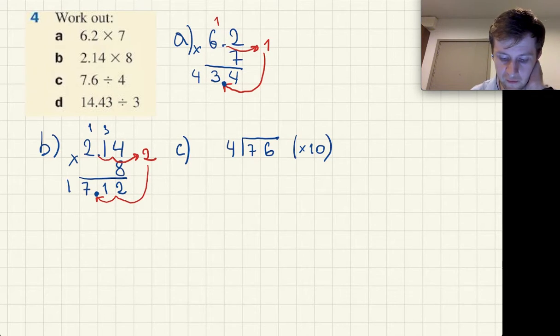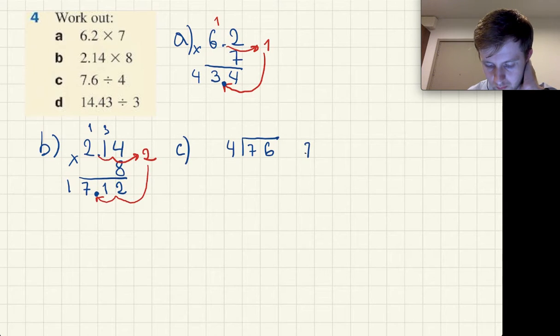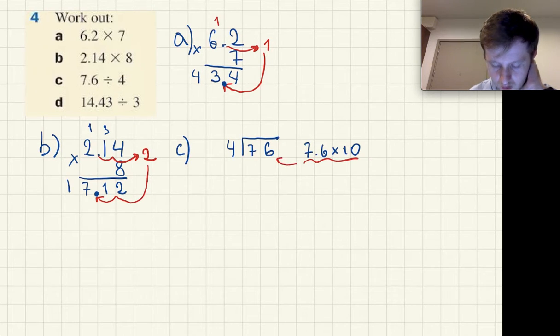We did 7.6 times 10. Let's write it here actually. So 7.6 times 10 gives us this thing, 76, because later we will have to take it back. So we do 76 divided by 4.